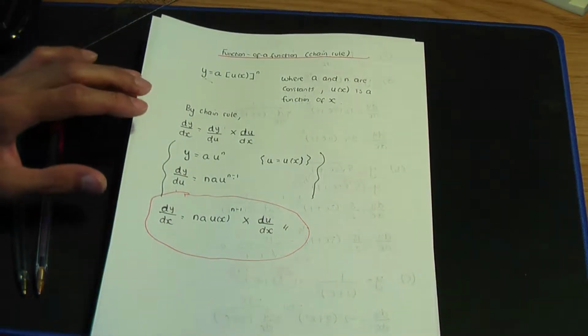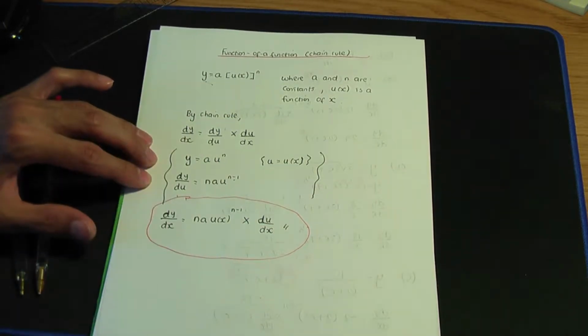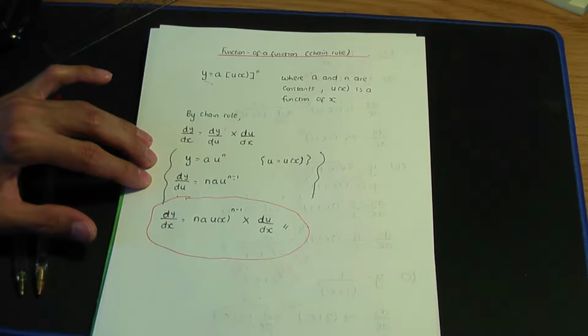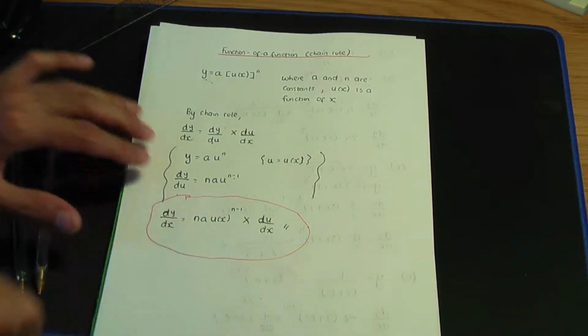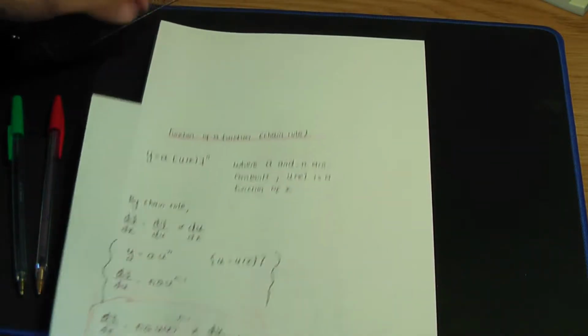Now, I did stress in the last video that we only apply this result if a is a constant. But the question is, what happens if a is not a constant? If a is not a constant, we're going to apply the product or quotient rules, okay? So if a is not a constant, it's going to be either the product or the quotient rule. So that is what this video is about.